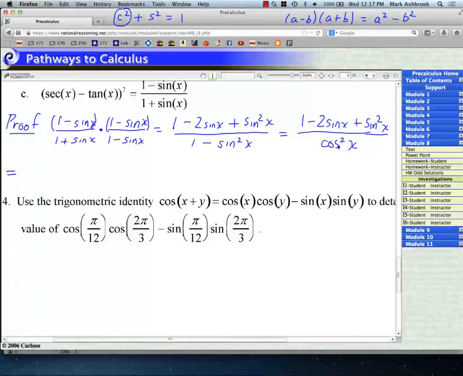Right, exactly. So just like when you add and subtract fractions with a common denominator, this is like the opposite of that, splitting it apart. So what's the first fraction we can write? 1 over cosine squared x, and then minus 2 sine x over cosine squared, plus sine squared x over cosine squared x.